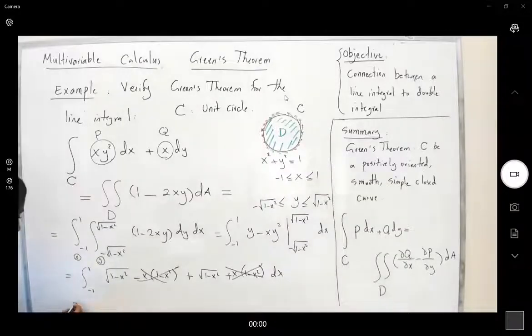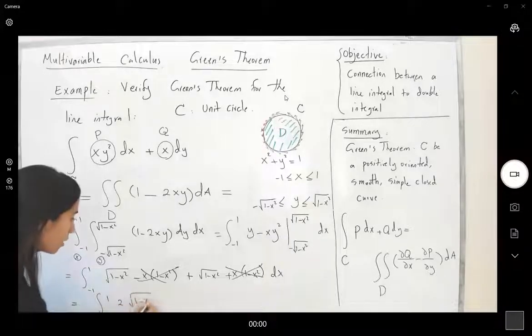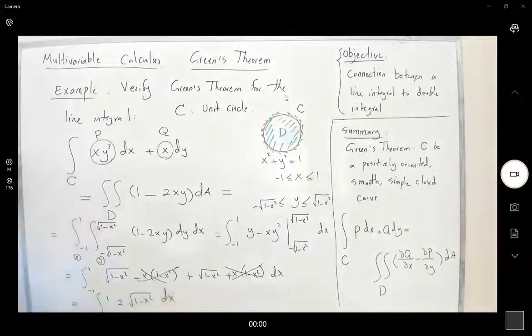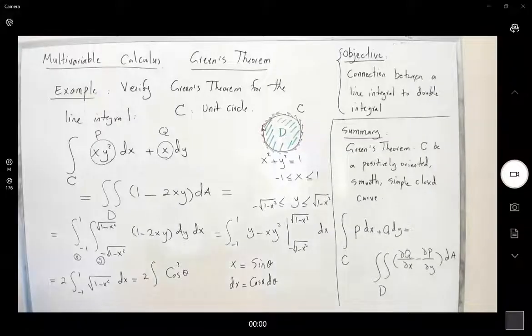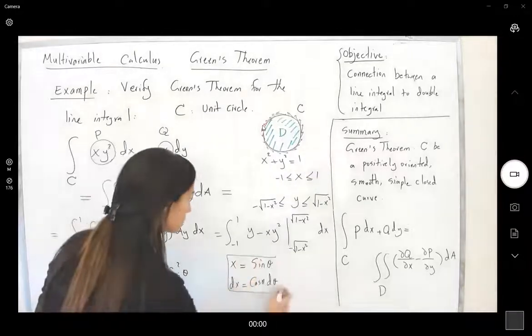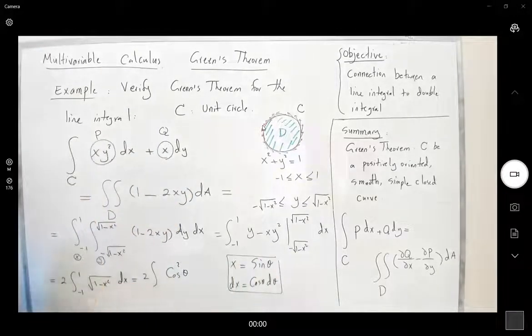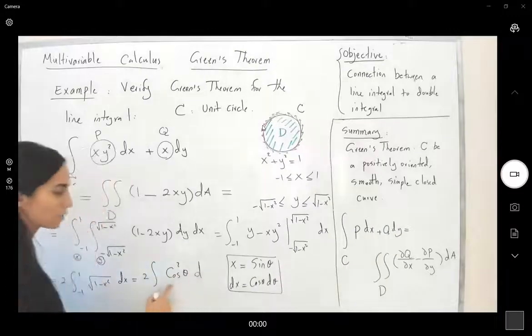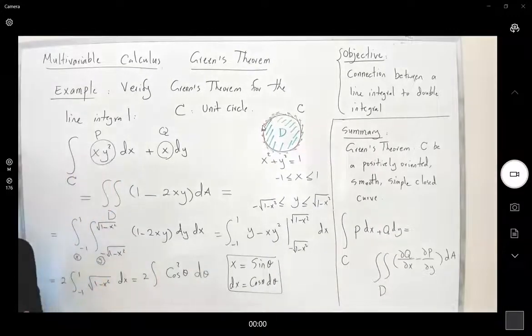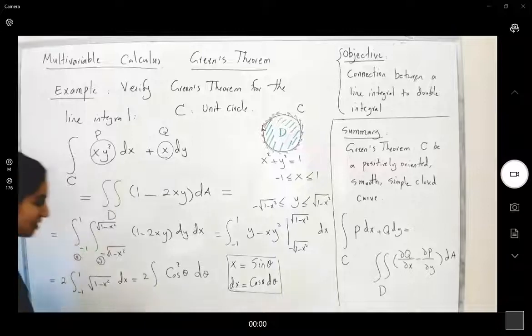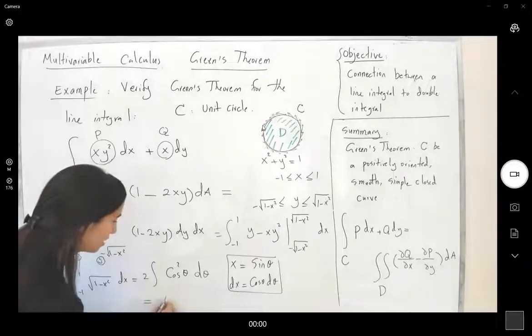This integral can be written as the integral from -1 to 1 of the square root of 1 minus x squared dx. Okay, how do you take this integral? By using trig substitution, we can simplify this integral into 2 times the integral of cosine squared theta d theta. Then we use the half angle formula, and the outcome is equal to pi.